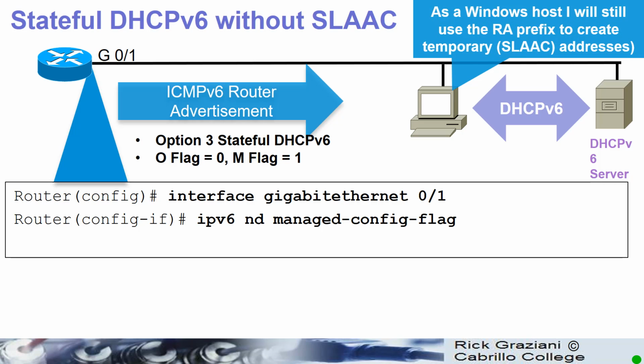As a Windows host, it will still use the RA prefix to create a temporary SLAAC address until it gets the information it needs from the appropriate DHCP server. Again, it's a temporary address, and it will be used as the source address for the originating connection, while the external host uses a public address by querying the appropriate DNS setting.